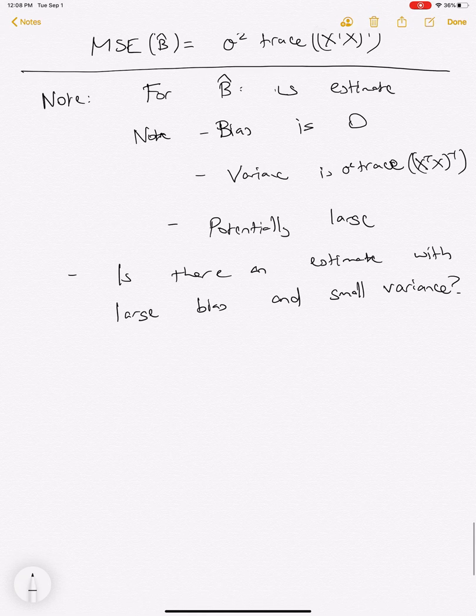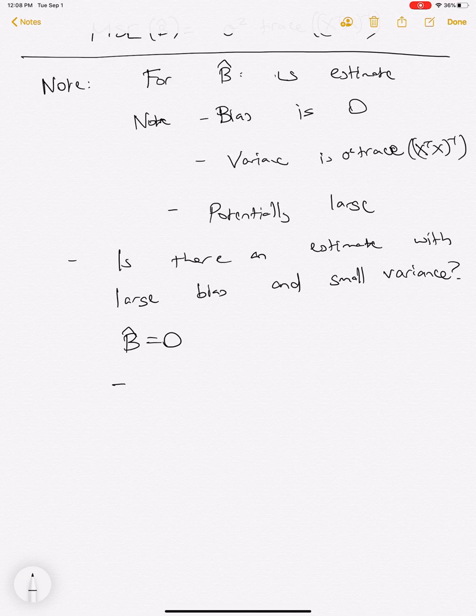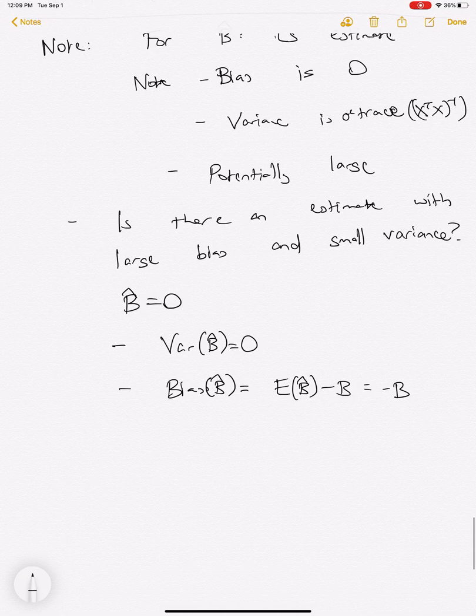Can we think of an estimate with large bias and small variance? At first hand, it may not be obvious, but I can give you a very simple one. What if I just told you that B hat was 0? It sounds like a pretty dumb estimate, but what's the variance of B hat? It equals 0, and then the bias of B hat equals the expectation of B hat minus B, which is obviously just going to be negative B, right? Because the expectation of B hat is 0.